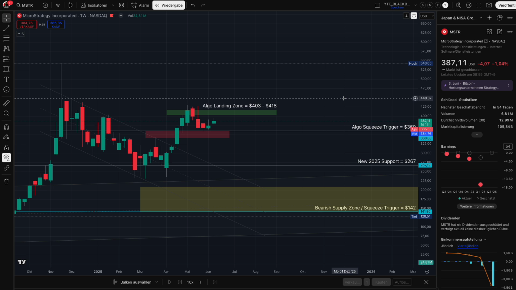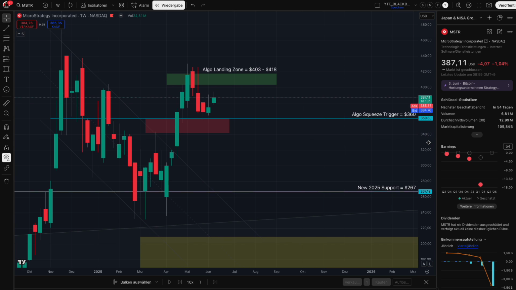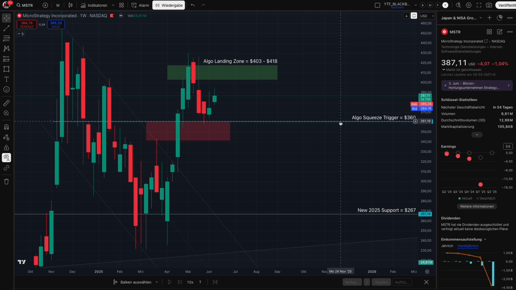levels. Yeah, so algo squeeze trigger, and this is now very important for you guys if you have already bought in and are still in. This is not financial advice, yeah, but I can just tell you what the chart is telling us. The squeeze trigger price level or breakout price level for MSTR is $360, guys.